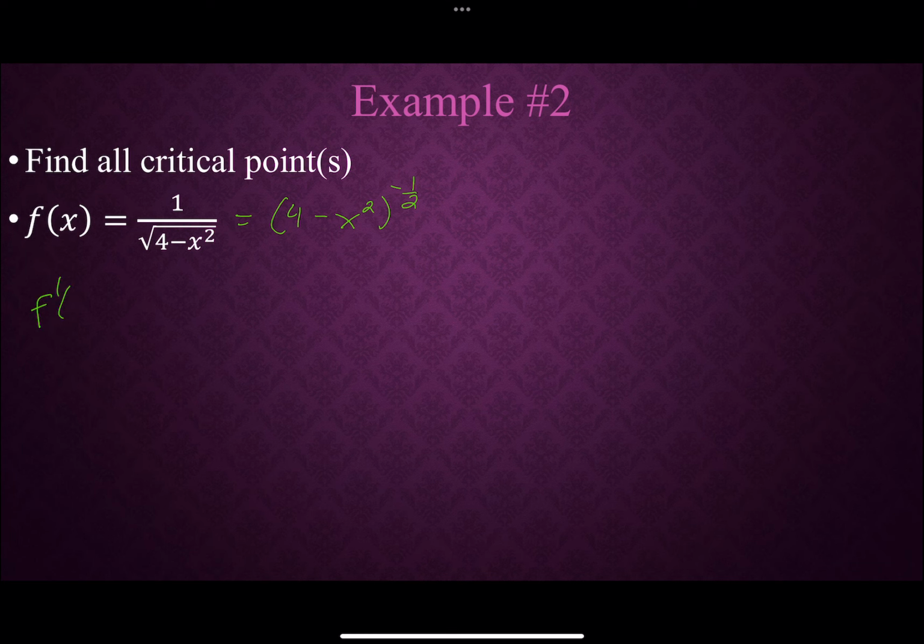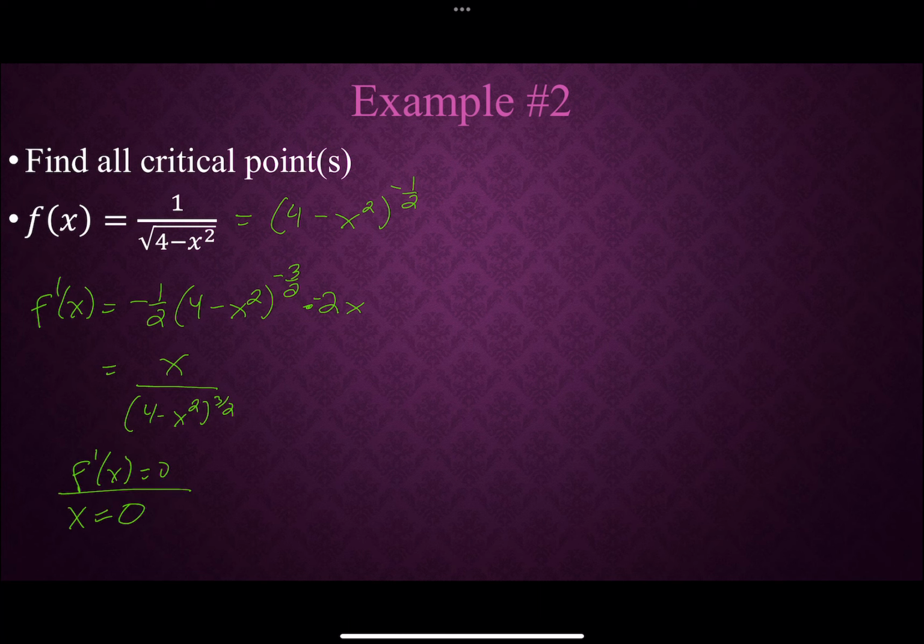We take our derivative. So f prime would be negative 1/2 times 4 minus x squared to the negative 3/2, now times a negative 2x, which gives us positive x over 4 minus x squared to the 3/2 power. Because it's a fraction, we have two spots to worry about. The numerator set equal to 0 is going to give you when the derivative is equal to 0. So f prime is equal to 0 when x is equal to 0, but there's nothing else going on there, so just x equals 0.